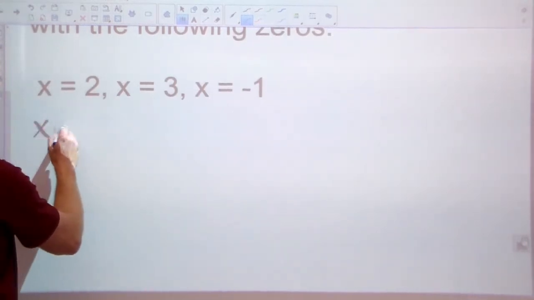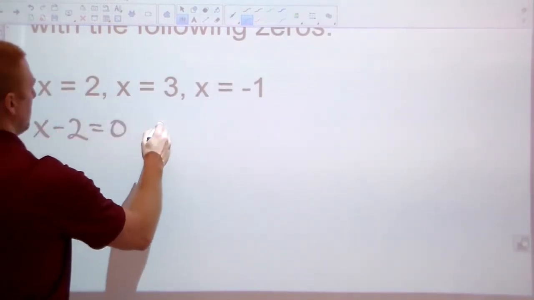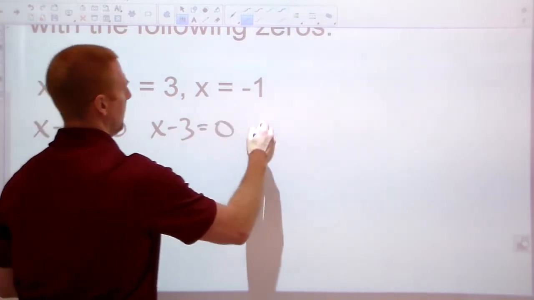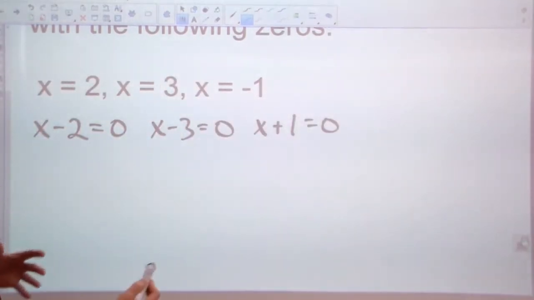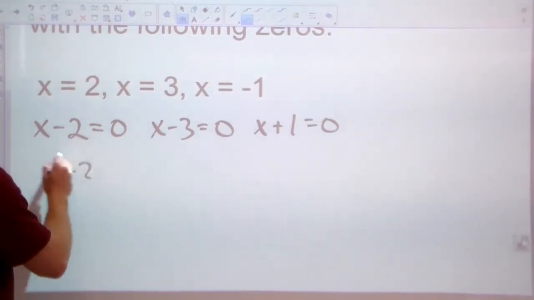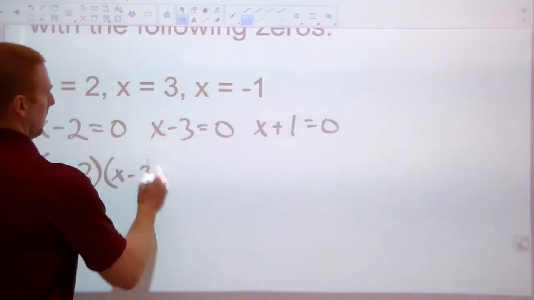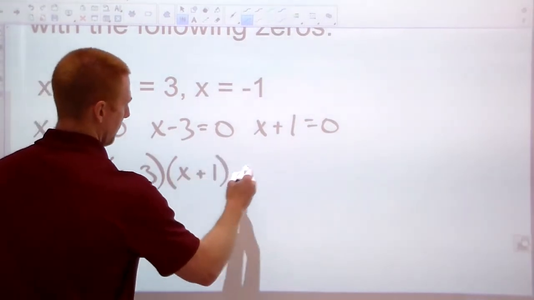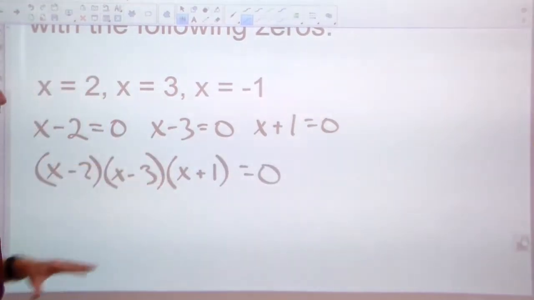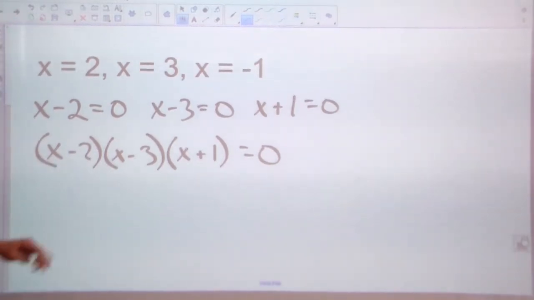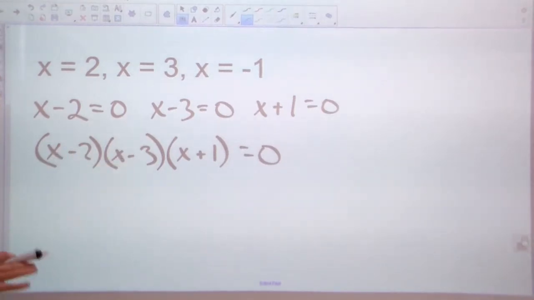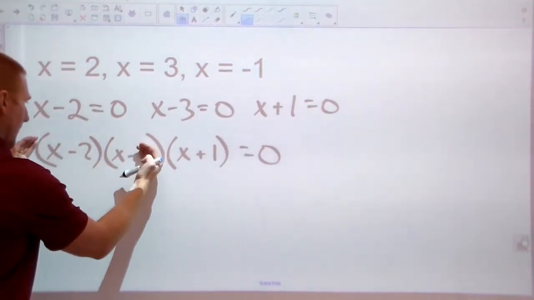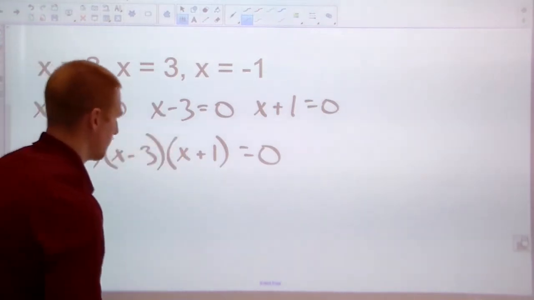So let's make them factors. X minus 2 would equal 0. X minus 3 would equal 0. X plus 1 would equal 0. And once they're all factors set equal to 0, they can be put together and multiplied, and all, again, equal to 0. I'm kind of doing some magic right there. That comes from the fundamental theorem of algebra. We'll eventually explain that. And for multiplication, I just recommend you pick 2 that look like they're not too bad to do together, and multiply those 2 together. And then bring the rest of the stuff down.